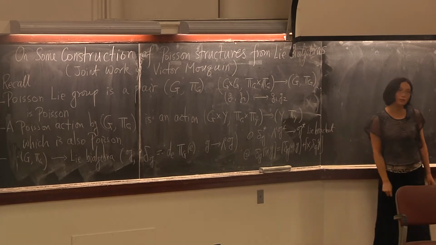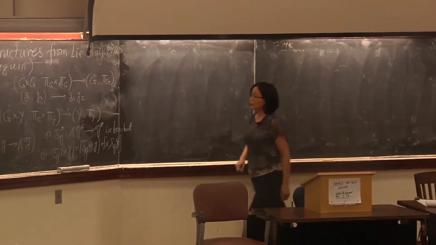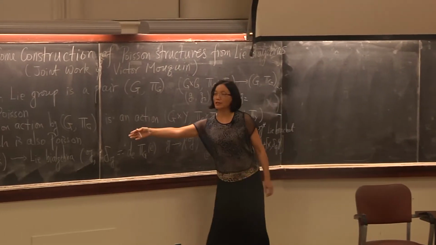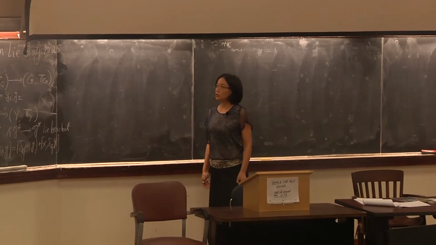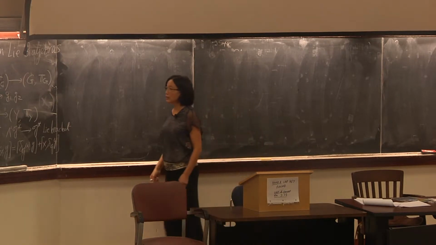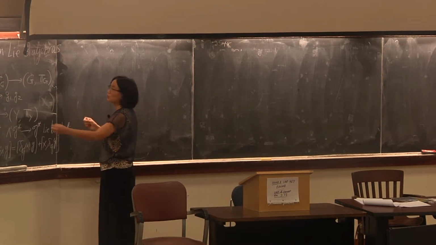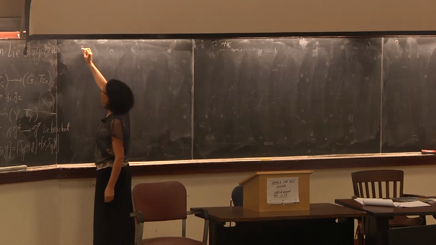Okay, so that's what a Lie bialgebra is, and every Poisson Lie group gives rise to a Lie bialgebra. And then with some connectedness and simply connectedness condition, you can integrate a Lie bialgebra to a multiplicative Poisson structure on a group, making it into a Poisson Lie group. So there's this correspondence between Poisson Lie groups and Lie bialgebras. And then what about an action?